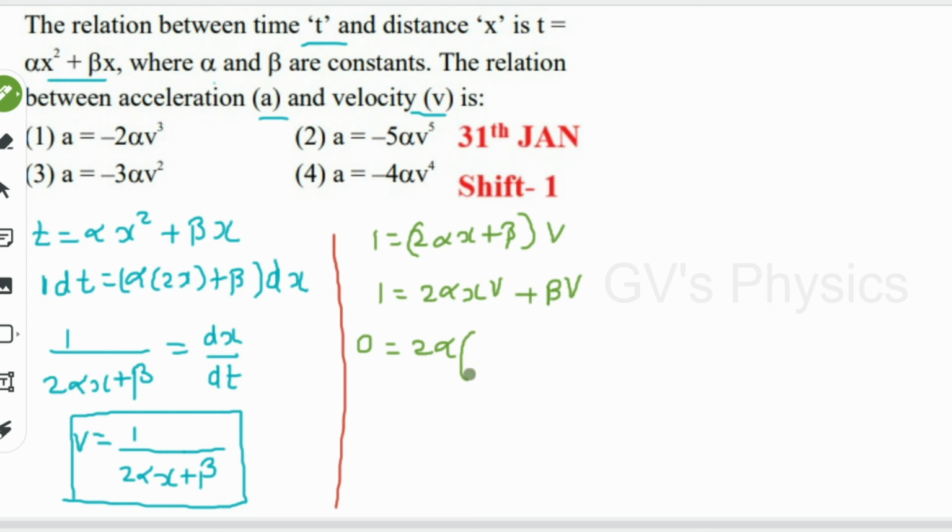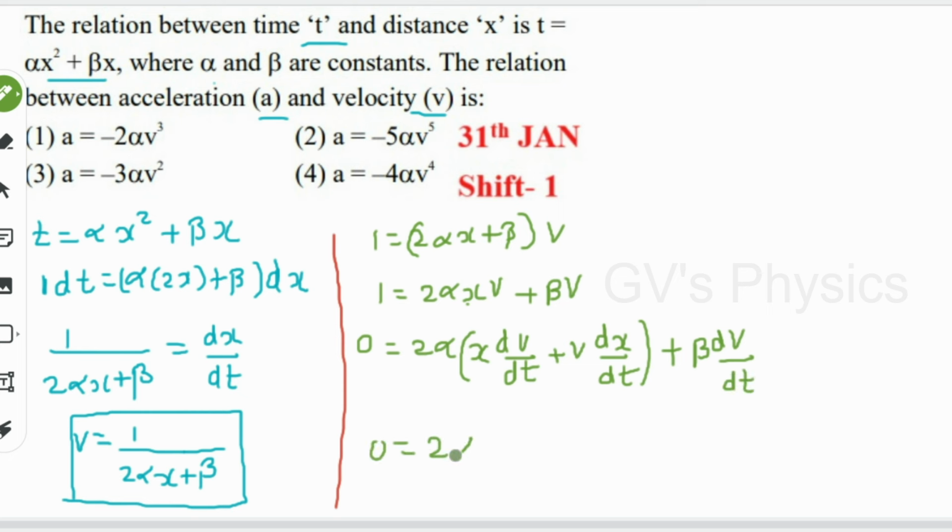So we'll take the uv method. This is u and this is v. We'll keep x as constant and differentiate dv by dt, and then we will keep v as constant and differentiate x with respect to time. So it's the uv method, plus beta into dv by dt. Now we will substitute. 0 is equal to 2 alpha x into dv by dt, which is acceleration a, plus v, and again dx by dt is velocity, so v square, plus beta into, again, acceleration a.